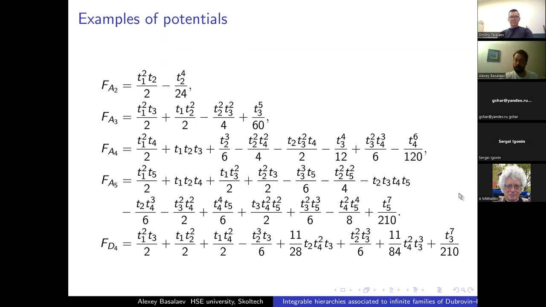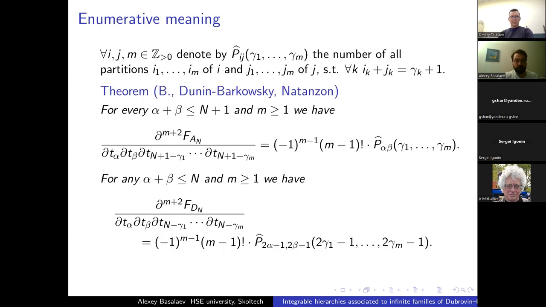Yeah, a very important thing. If you raise the following question for A and D type Dubrovin-Frobenius manifolds, these potentials F will be polynomial. But that's not always the case. That's only for A, D, E, the simple singularities. In general, this could be even a formal power series. As for the coefficients, we have found the following rather funny statement. Actually, we found it via the KP hierarchy.